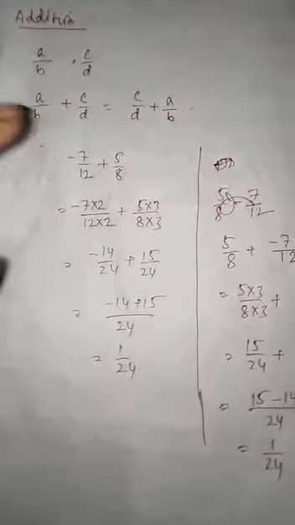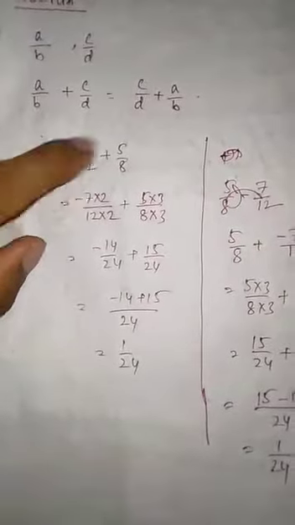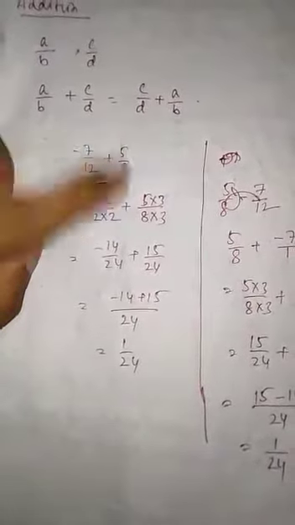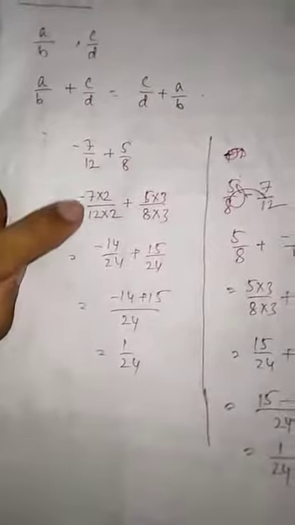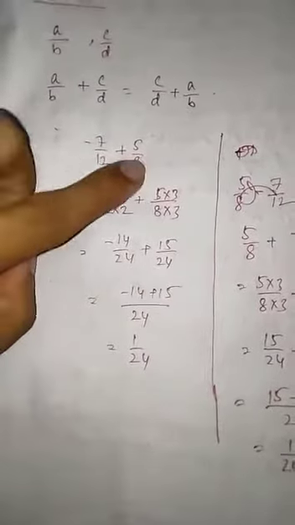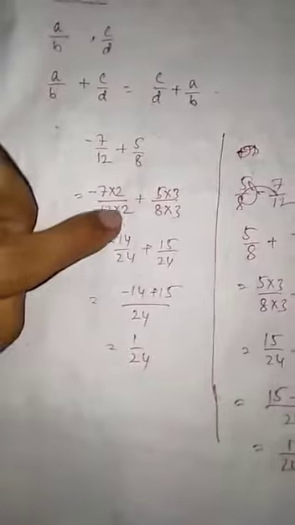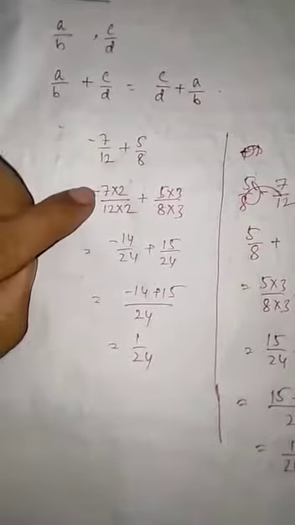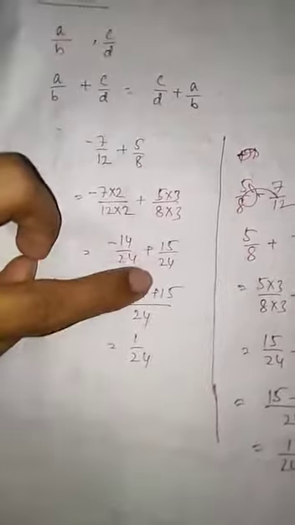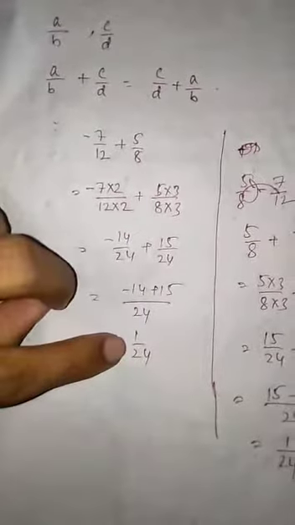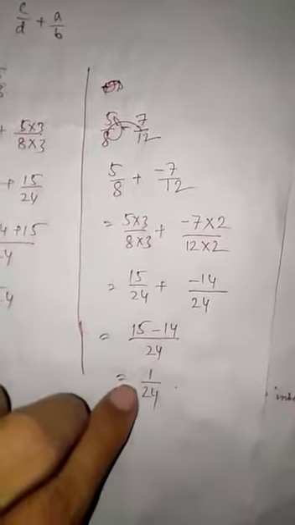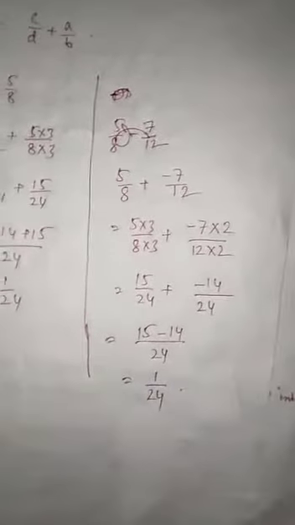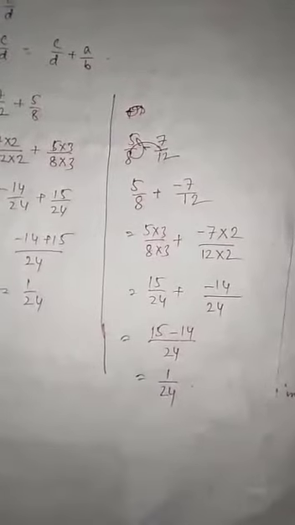So let us verify it. If we consider minus 7 by 12 and 5 by 8 as two rational numbers, then if we add them in the order of minus 7 by 12 plus 5 by 8, we know that the LCM of 12 and 8 is 24. So 24 in the denominator, and in the numerator minus 14 plus 15, by 24. So the value will be 1 by 24. And in case of 5 by 8 plus minus 7 by 12, in this case also we will have the same value, 1 by 24. So we can say that the addition of any two rational numbers is commutative.